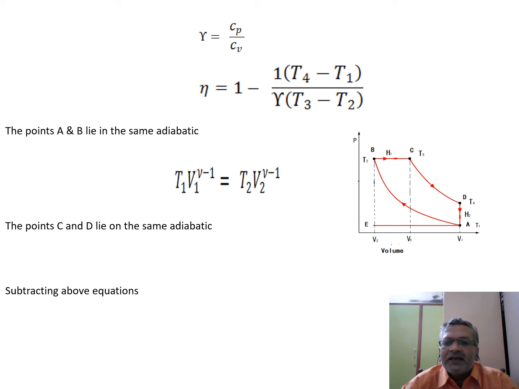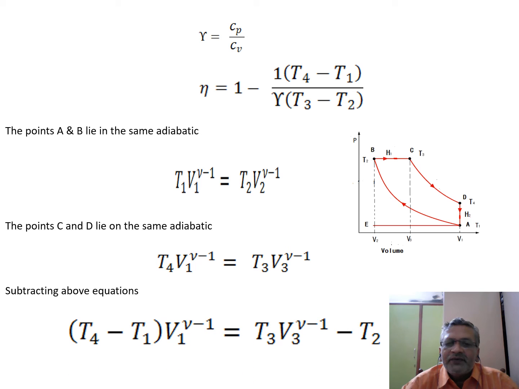The equation on the same lines is given by T4 into V1 raised to gamma minus 1 is equal to T3 into V3 raised to gamma minus 1. Subtracting these two equations, we get (T4 minus T1) into V1 raised to gamma minus 1 is equal to T3 into V3 raised to gamma minus 1 minus T2 into V2 raised to gamma minus 1.